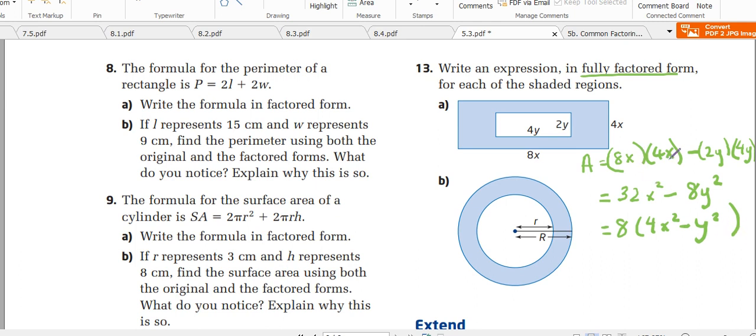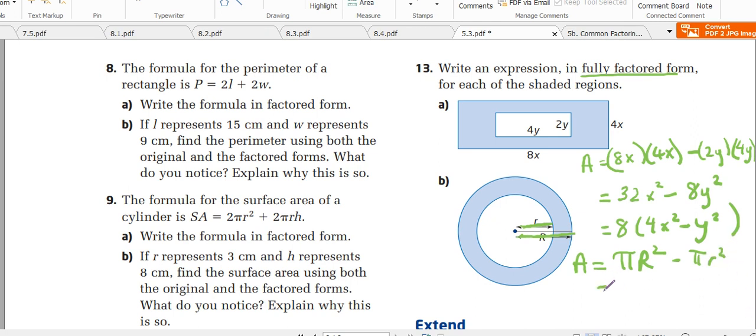So length times width minus length times width, you get this expression, common factor an 8, and that's all I can do. There's 2 x's there, but there's no x's here, so I can't do anything beyond that. Now for b, same idea. If I want the area, I'm looking at the area of the whole circle, which would be pi capital R squared. Capital R because it's the area of the whole circle, this is the radius, minus the area of the little circle with the small radius, so that would be pi little r squared.